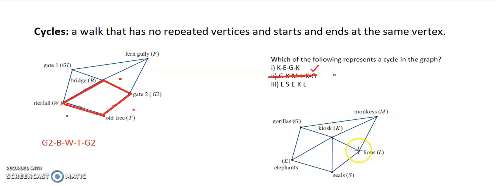We've got L to S, S to E, E to K, and K to L. So we found that we have two cycles here, and they are not going through the same vertex, except it has the same starting and end point. Hopefully this helps you understand the terms walks, trails, paths, circuits, and cycles.